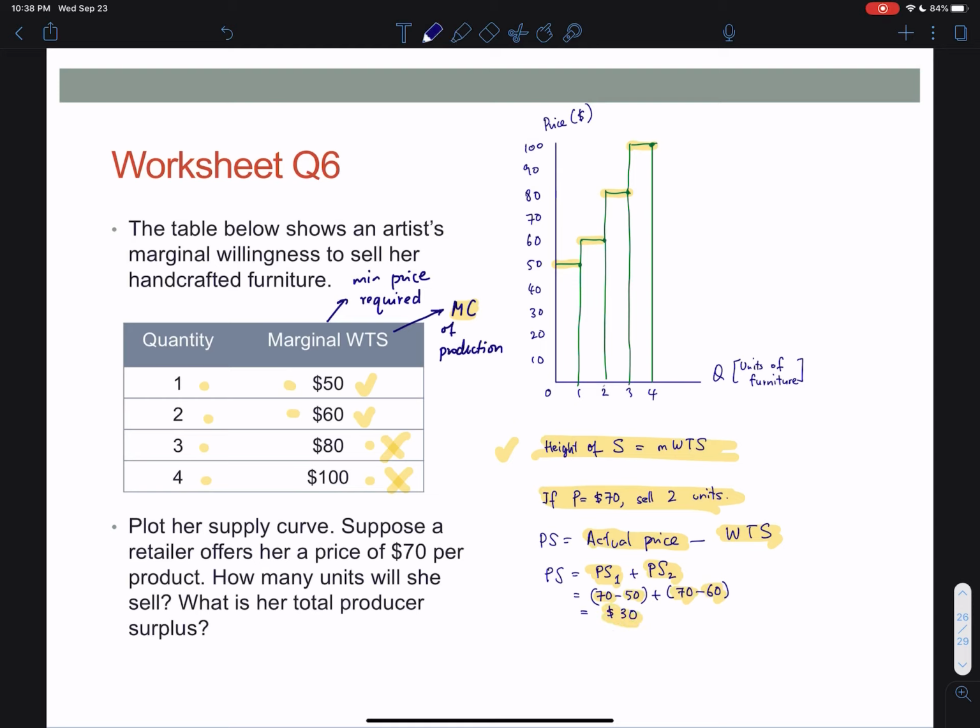We can show this graphically by drawing the price line, or the actual price that she receives, which is 70, and then by finding the area of the shaded area here, you can combine the area of the 2 rectangles and show that the area here is equal to $30. So that's how you solve this question.